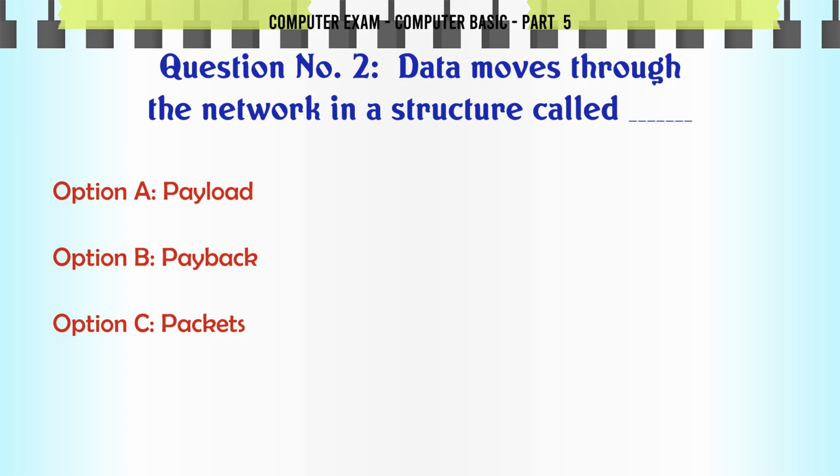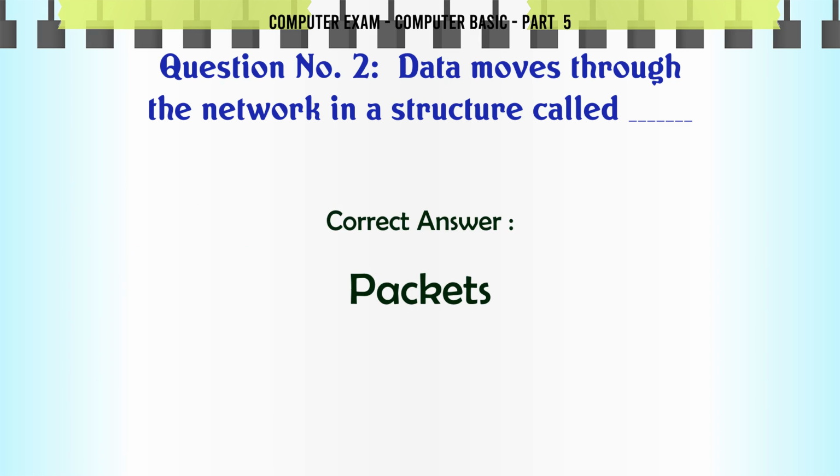Data moves through the network in a structure called dash. A. Payload. B. Payback. C. Packets. D. Datagram. The correct answer is packets.